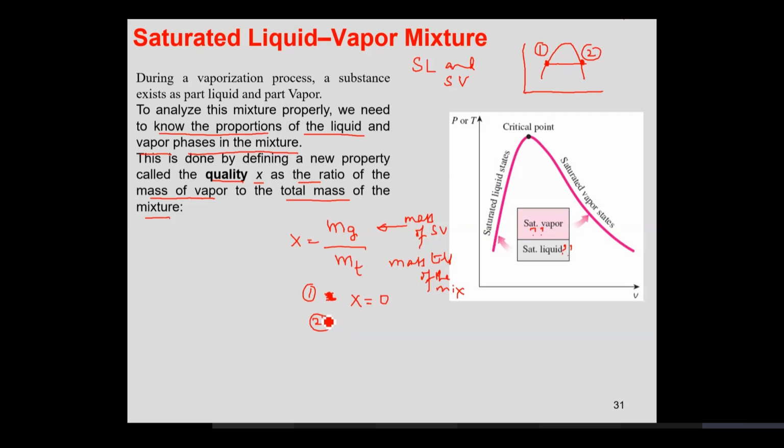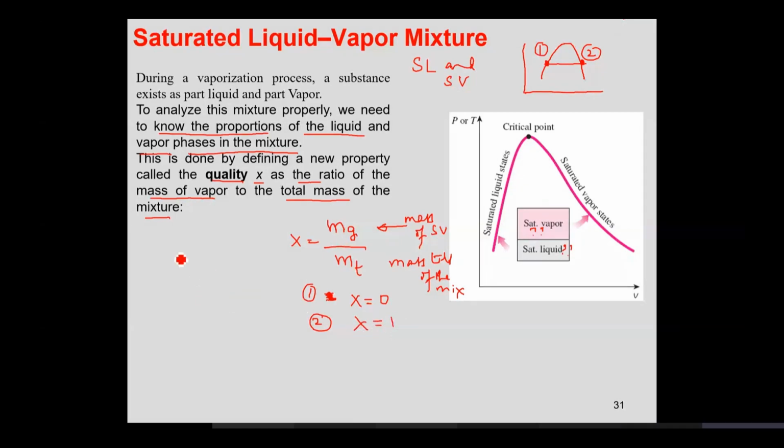Very good. Number 2, if I'm standing at point 2, what is the mass of vapor with regards to the total mass? There will be some value of mass of vapor and no mass of liquid. So whatever the value of the total mass is, that is the value of the vapor mass. What will the value of x be? 1. Alright, x equals 1.